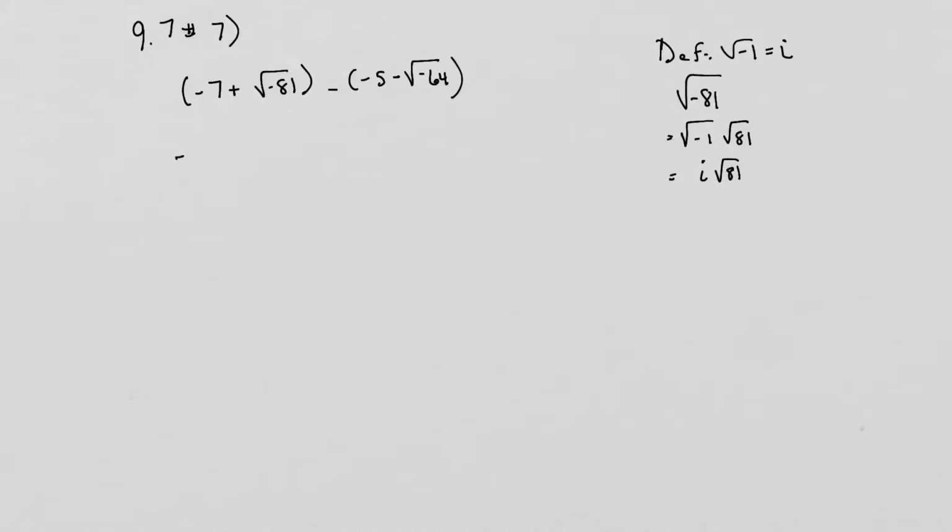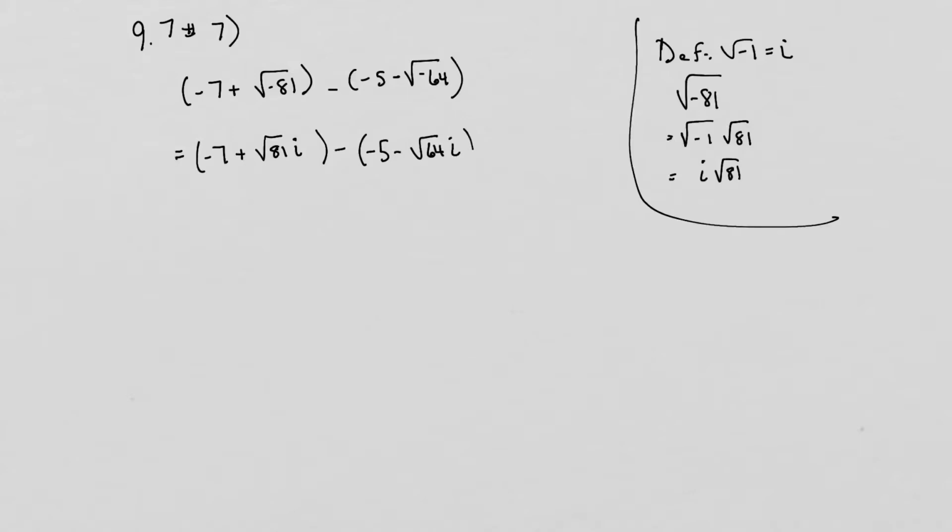Okay, so we're going to simplify over here. So this was off to the side. We're going to have the -7 plus the square root of 81 times i, minus -5 minus the square root of 64 times i. And then the square root of 81 is a 9, and the square root of 64 is an 8.